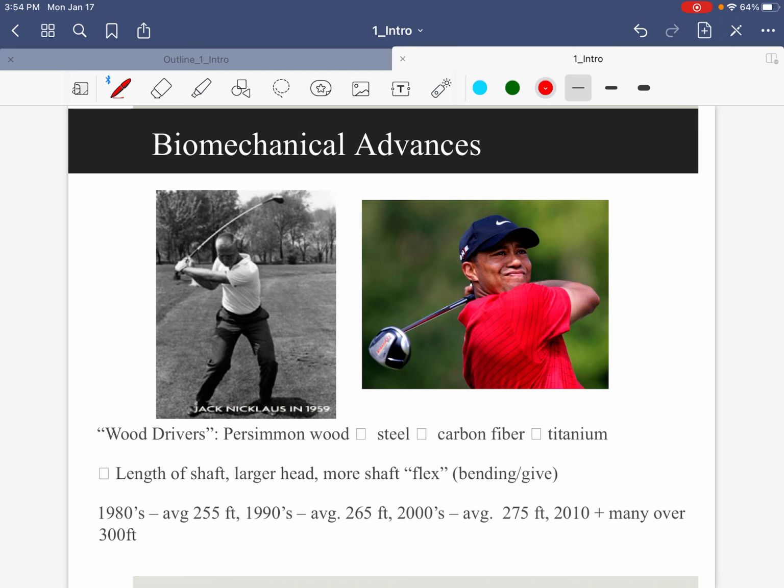Here's some interesting things. Used to be wood, then it was steel. We're talking about the golf clubs. Then it was carbon fiber, and now a lot of them are titanium. Light but strong, but not so rigid that there's no bend in it. Now we have a longer shaft of a golf club, larger head, and more flex. Again, these specifics are not going to be on a test. I'm just giving you some examples. As we've updated not only the human motion of the golf swing, but also the materials, we've also seen a sharp increase in the length of the drives, even since the 80s.